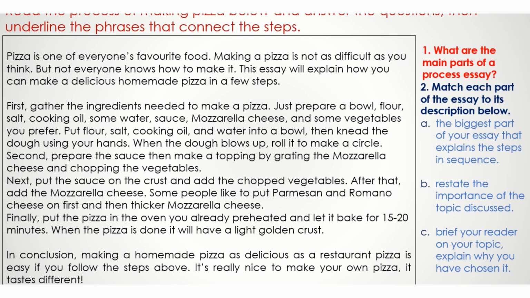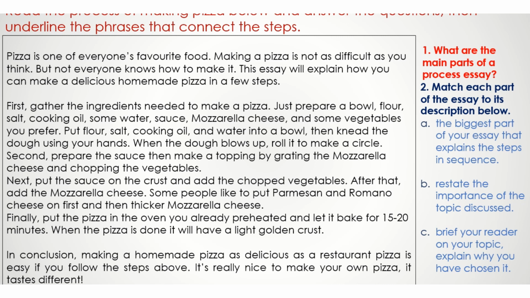And on the right side, we have the following information. What are the main parts of a process essay? Number 2, match each part of the essay to its description below. Here, A, B, C are descriptions of the process essay. So we need to look at them and put them here in the correct order. Here, the passage is well organized. But what I want you to do is to take the titles and put them next to the correct paragraph.